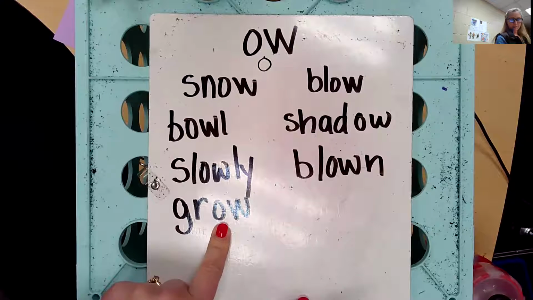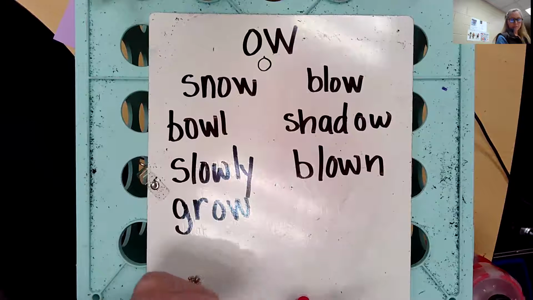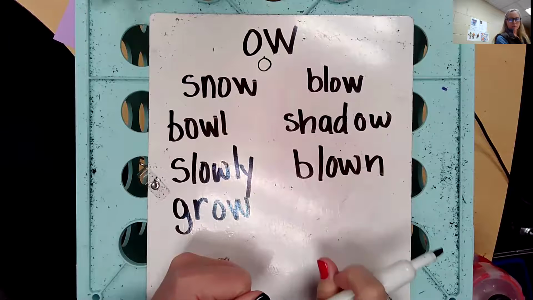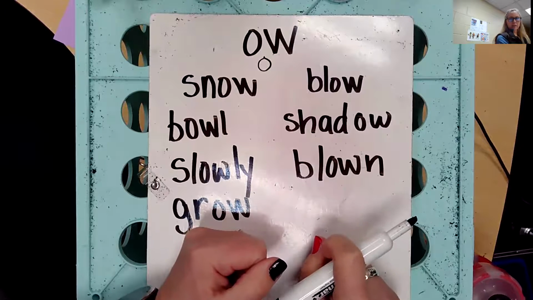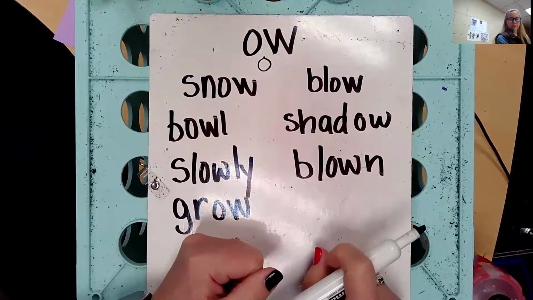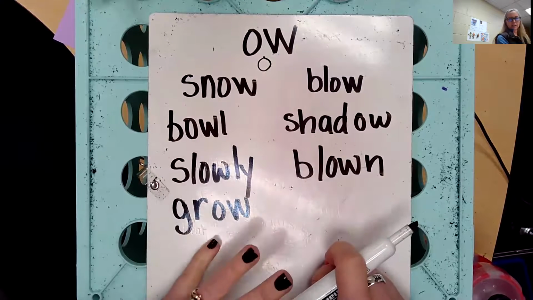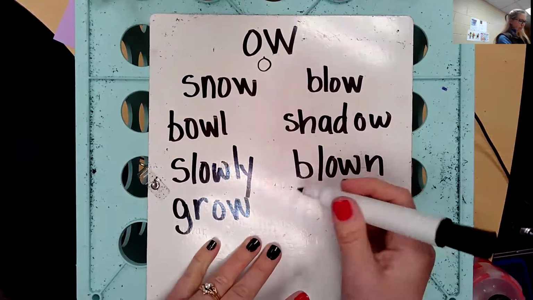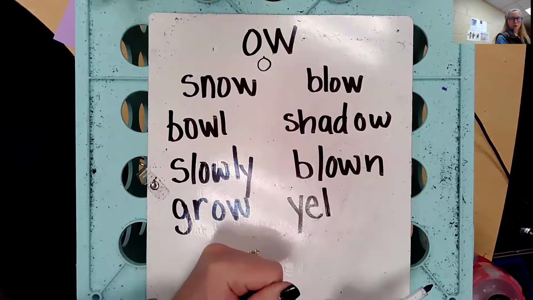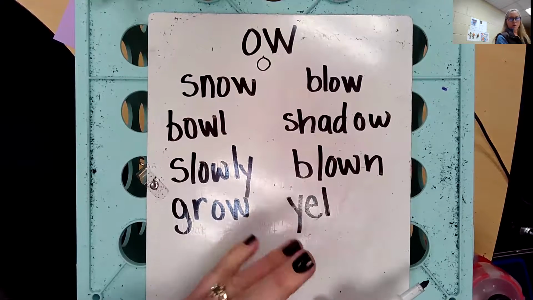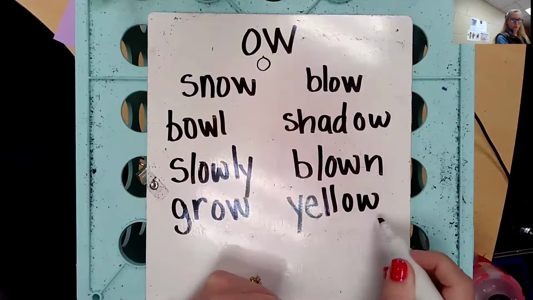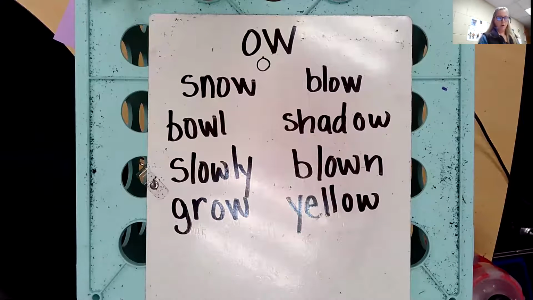All right, let's do one more word, the word yellow. This is a color word that we should know how to spell and read. Here we go. Yellow has two syllables. Yellow. First syllable, yell. Y-e-l. Let's write it. Y-e-l. Second syllable, low. L-o-w. Low. Yellow.